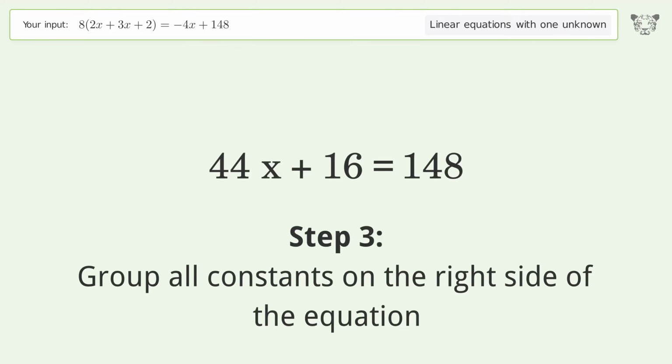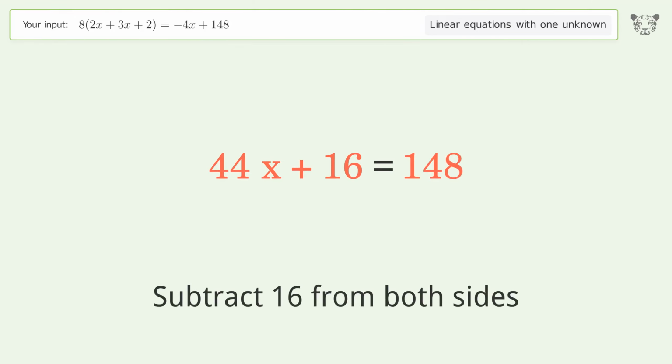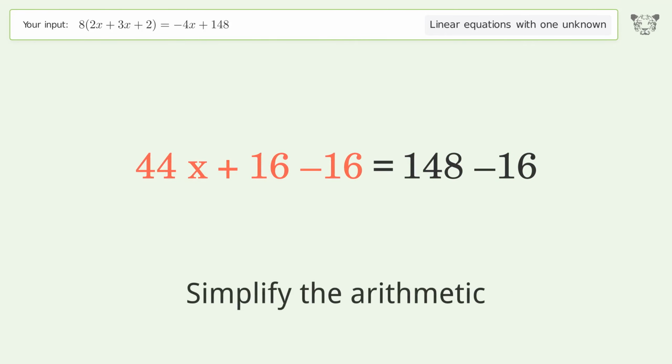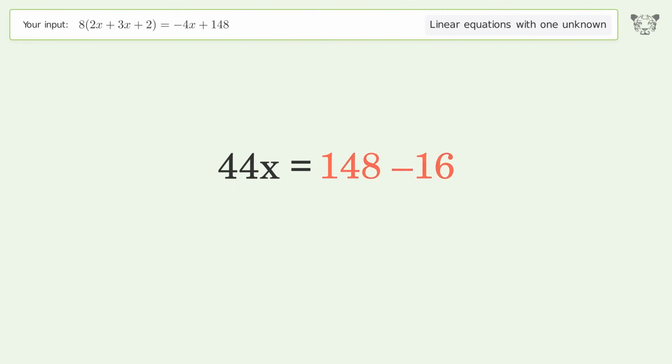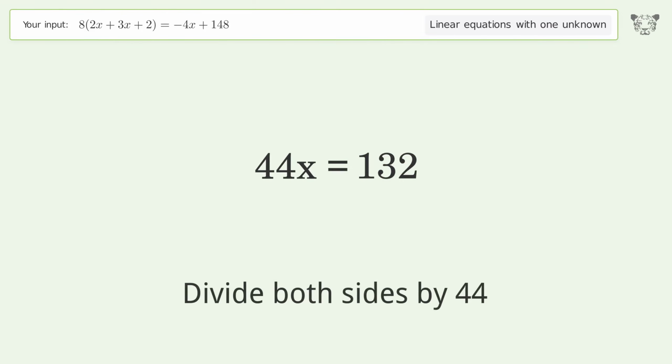Group all constants on the right side of the equation. Subtract 16 from both sides. Simplify the arithmetic. Isolate the x. Divide both sides by 44.